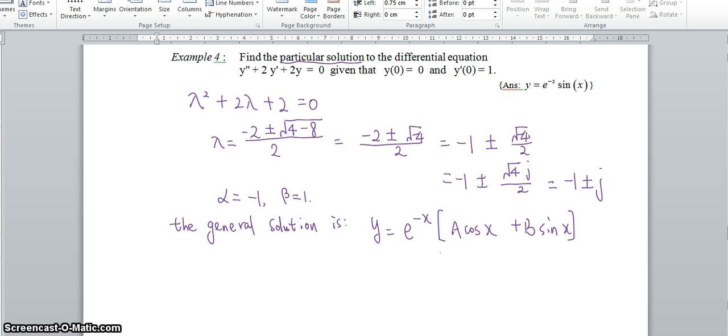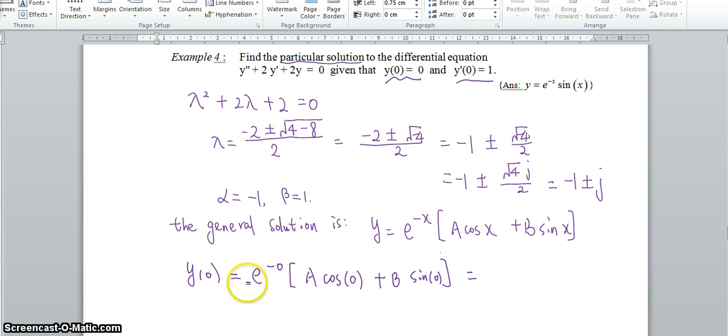So what's our next goal? Our next goal is to solve for the values of a and b according to these two conditions. So let's use the first condition. y of 0 is equal to, let's start from here, e to the power negative 0, a cosine 0 plus b sine of 0. Well, this term will give us 1, and a times cosine 0 will give us a, while b times sine of 0 will give us 0, because sine of 0 is always 0.